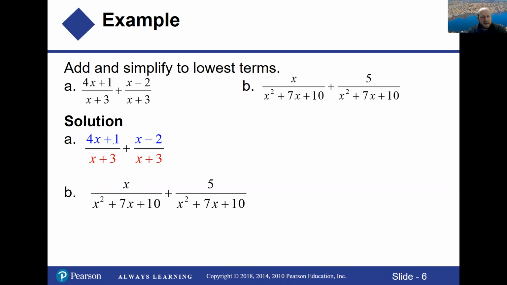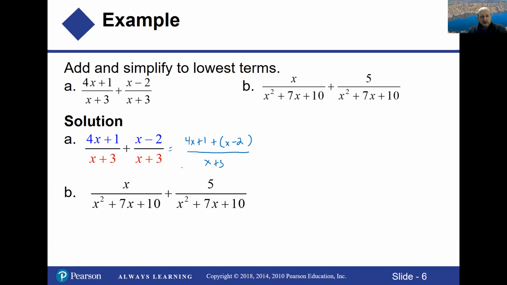Again, in example A here, you look for a common denominator, and obviously x plus 3 and x plus 3 are the same. Then we're just going to add the numerators. So we have 4x plus 1, plus the second expression. The reason I write the second expression in parentheses is that when this is a subtraction, we're going to have to distribute that subtraction. Do you need parentheses in this case when we're adding? No, you don't. But if you want to write it in parentheses like I did, you can definitely do that.